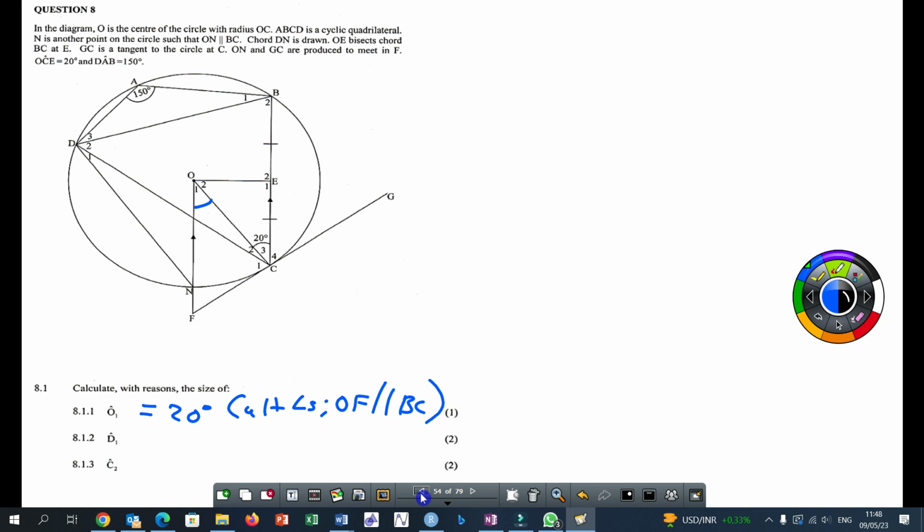Then D1, yes? What if you say ON is parallel to BC? Yeah, it's fine because points O, N, and F are collinear, so it's okay.